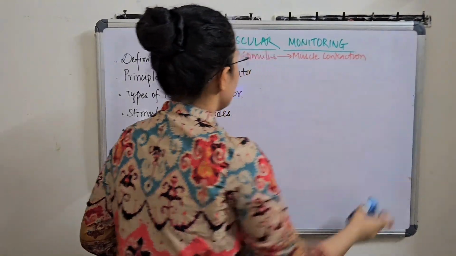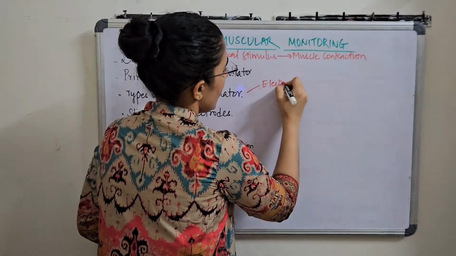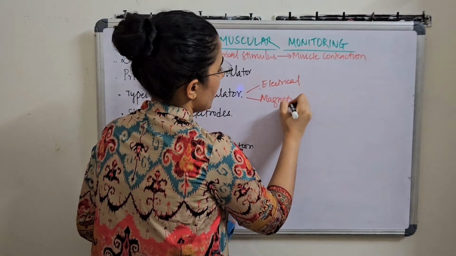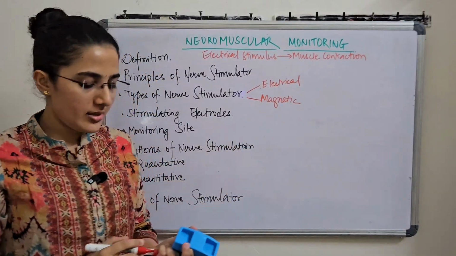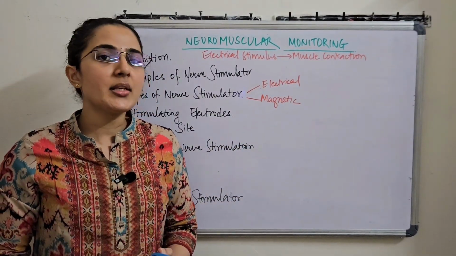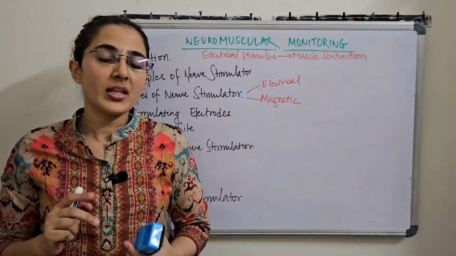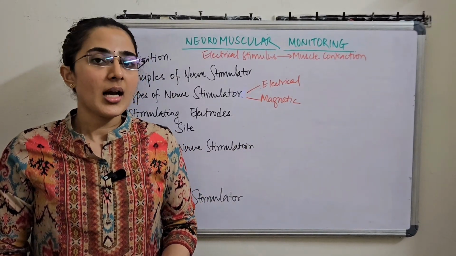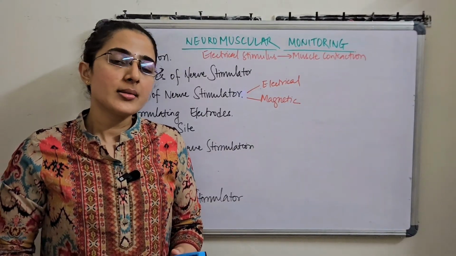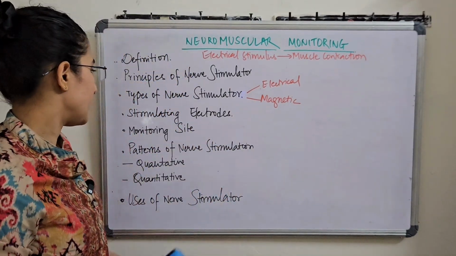Next we come to the various types of nerve stimulators that are present. They may be electrical nerve stimulators or magnetic nerve stimulators. The electrical nerve stimulator is what we use in our daily life. These are very handy to use but they are painful, whereas magnetic nerve stimulators have very bulky equipment, are difficult to use, and it is also difficult to achieve a supramaximal stimulus using a magnetic nerve stimulator.